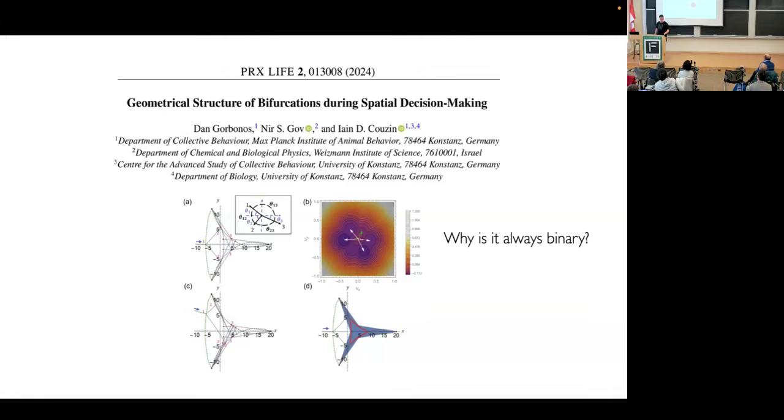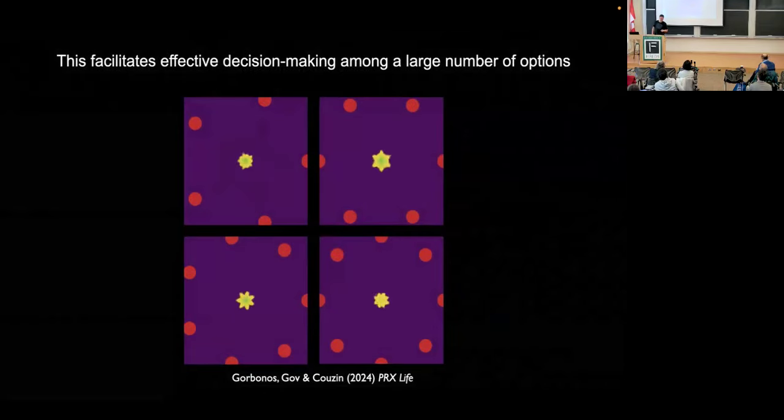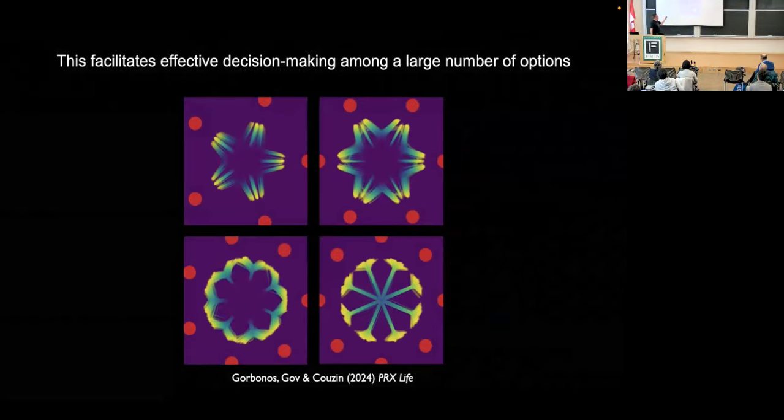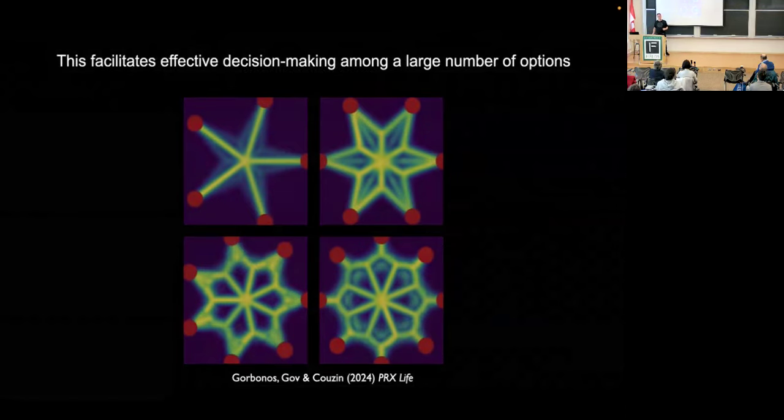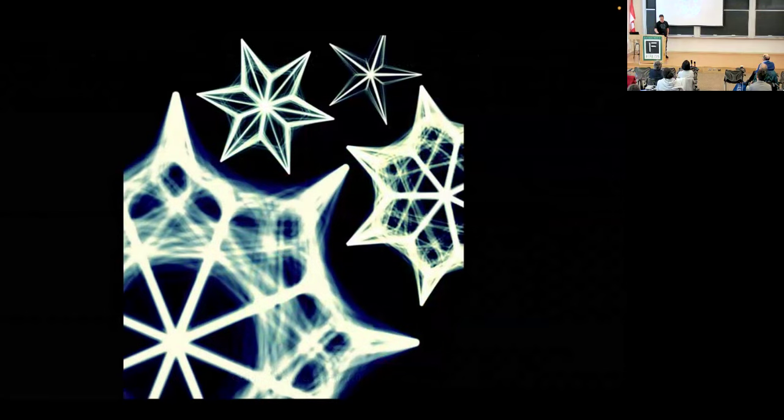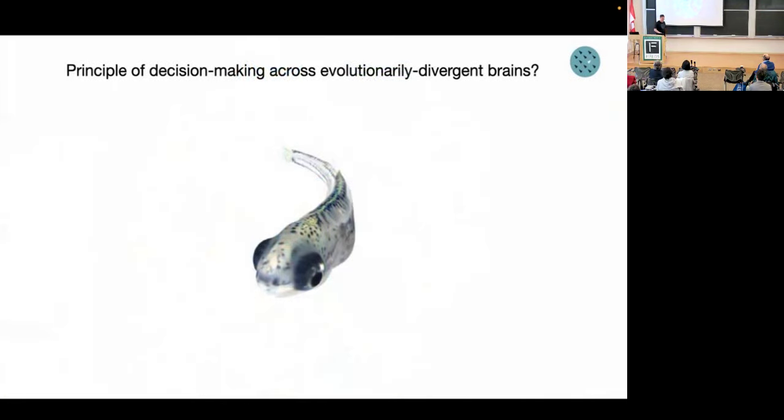We can also show why it's always binary. And so in that sweet spot, animals can make decisions for any number of options and just exhibit this fractal behavior as they reach their targets. And it also produces really pretty pictures.